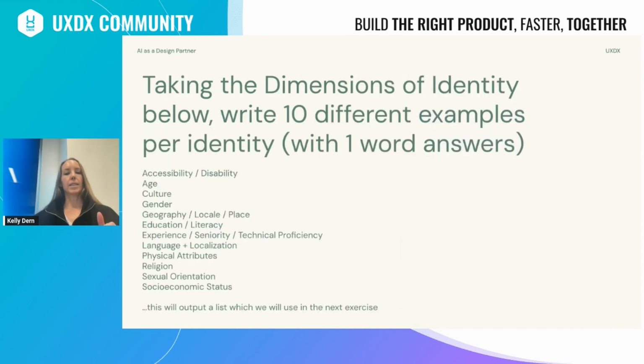So you can take the dimensions of identity and ask the model to write 10 different examples per identity with the constraint of one-word answers. So you take accessibility and age and gender and the whole list, and this will output a list which we'll use in the next exercise.